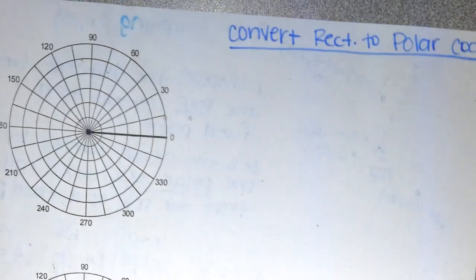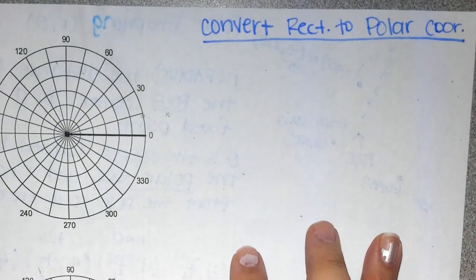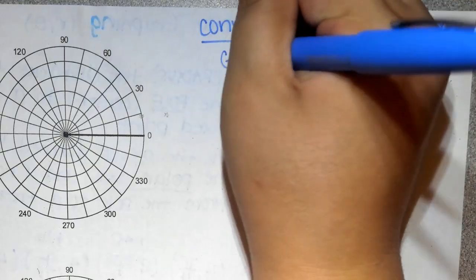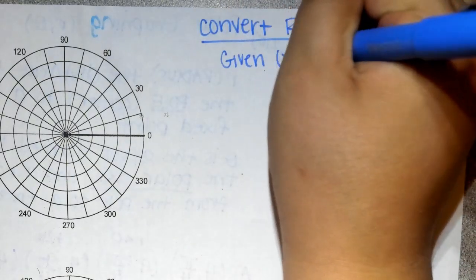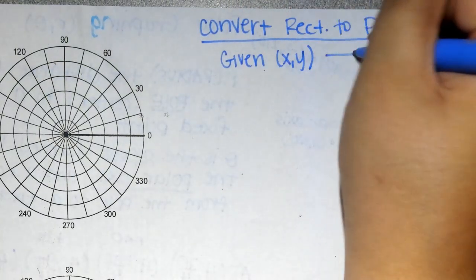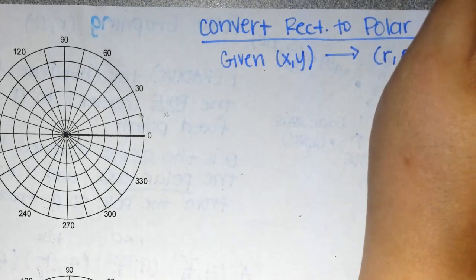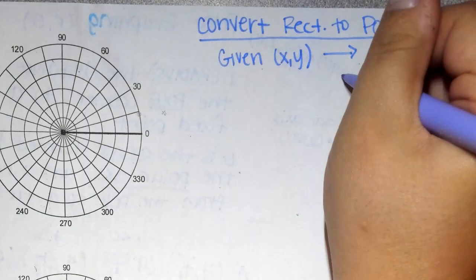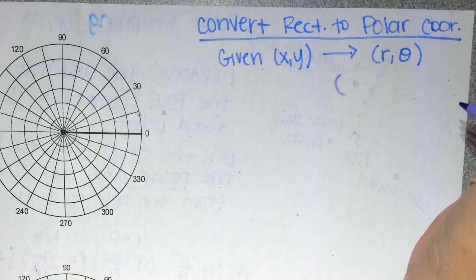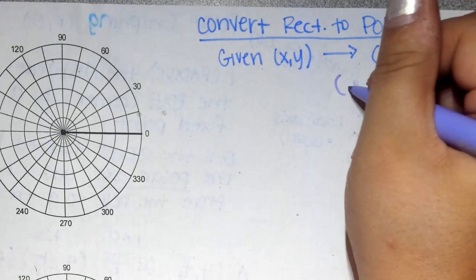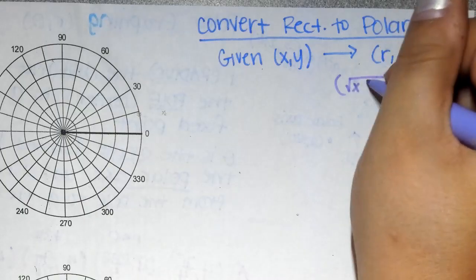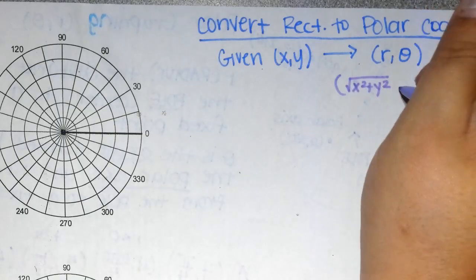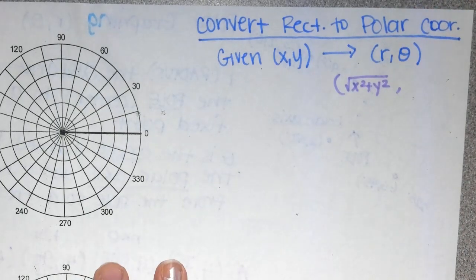And when we convert rectangular to polar, this time we are going to be given x, y, and we need to convert to r, theta. How do we find r theta? How do you find r? It's going to be x squared plus y squared because we're not doing AB. The square root of x squared plus y squared.